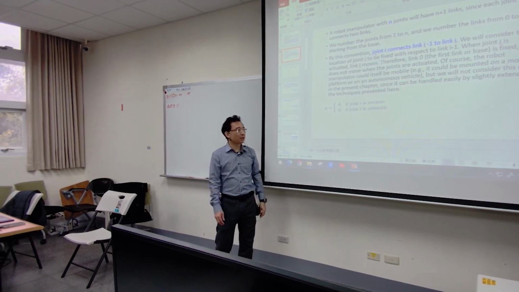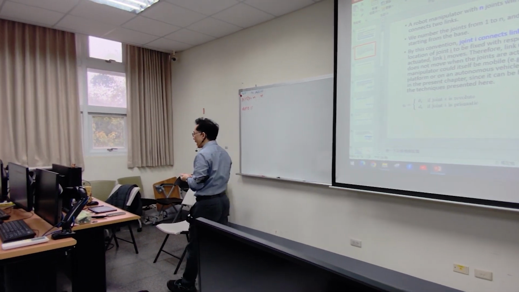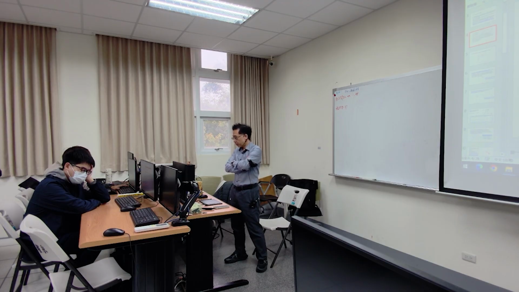If it is prismatic, it will be denoted as di. And for the more detailed description, let me find something. I always highlight what I need to mention. For example, if we have N joints, we always have N plus 1 links. The joints are numbered 1 to N, and the links are 0 to N. Yeah, we will figure that out later on.